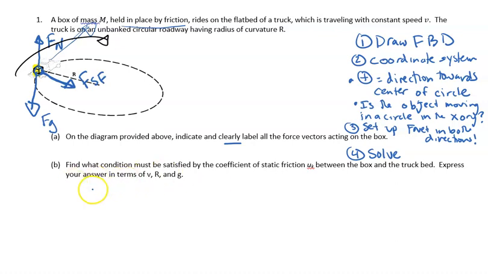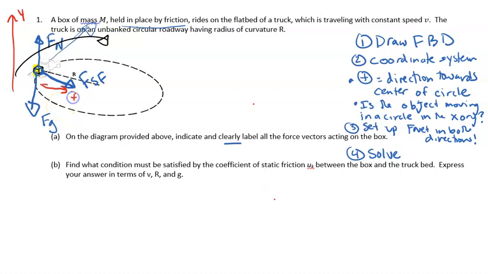So now let's go ahead and do B. What condition must be satisfied by the coefficient of static friction mu s between a box and truck bed? Okay, so we basically want to find the coefficient of static friction. Let's do our coordinate system. In the y direction, we're just dealing with Fn and Fg. The x direction is going to be towards the center of the circle, a horizontal direction.